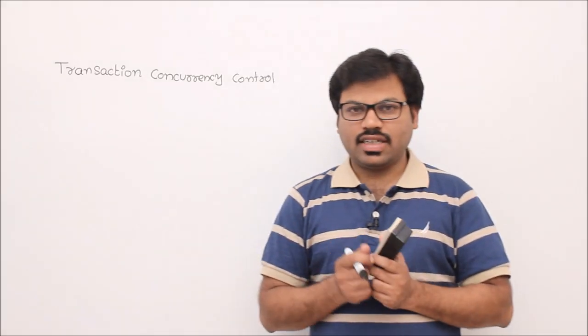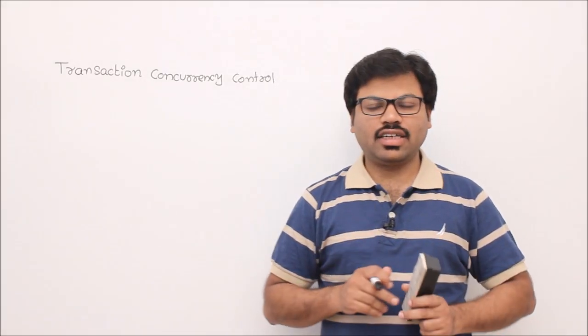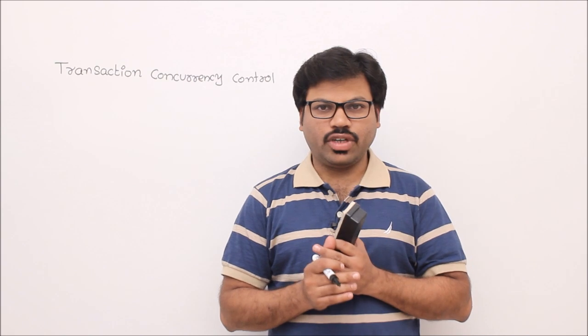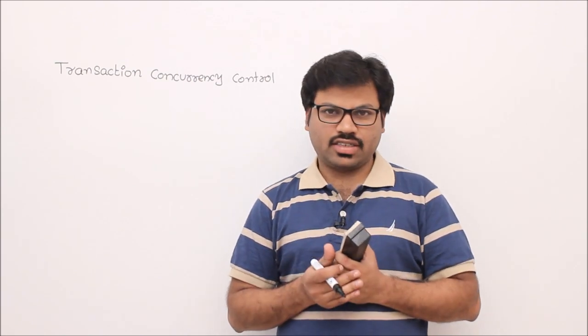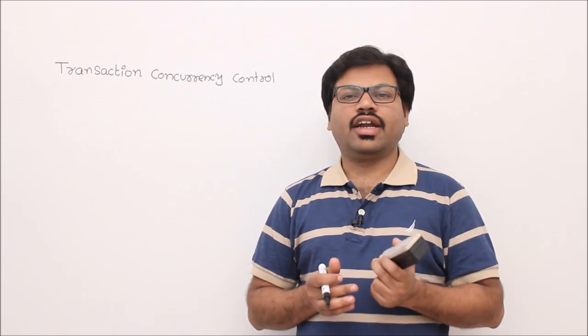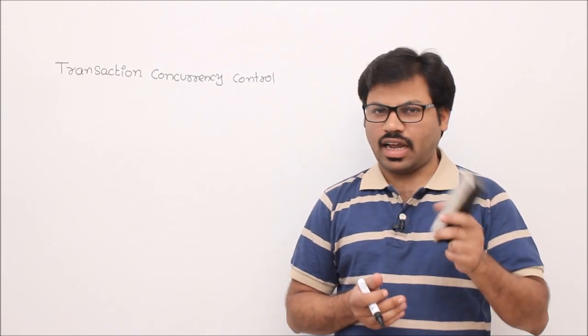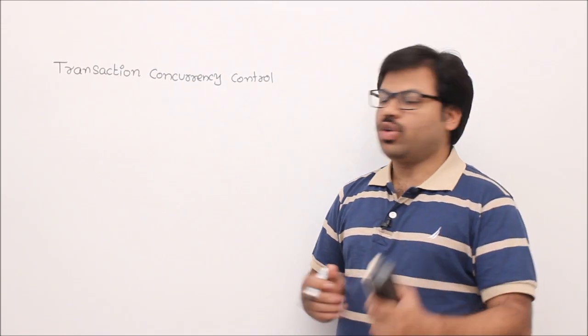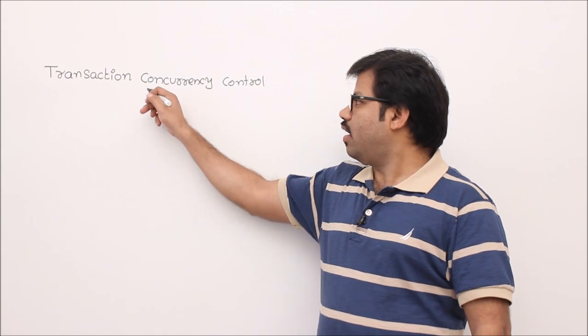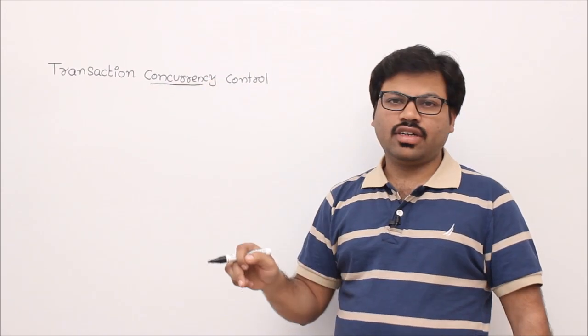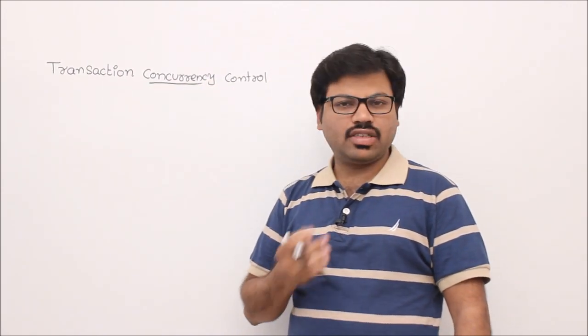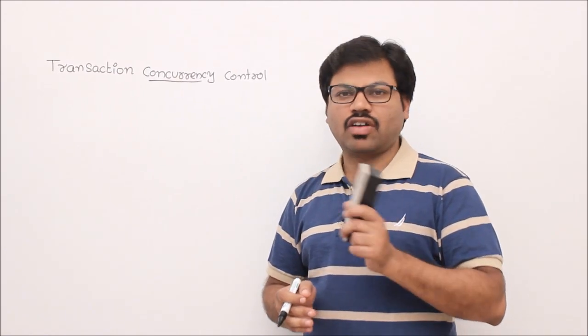Now let's begin with transaction concurrency control. In transaction concurrency control, we are going to define transactions. I will define what a transaction is. When you have multiple transactions executed concurrently, you are going to face some problems, and we are going to avoid them. So why do we have to execute transactions concurrently?